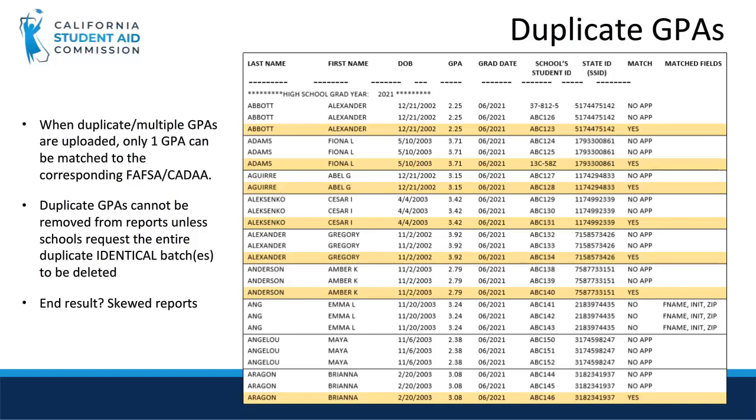Since only one GPA can be matched to a financial aid application, this makes reports very messy and difficult to determine which students have matched or unmatched GPAs. We have added breaks and highlighted matched GPAs to make it easy to see, but your reports will not be this clean. Duplicate GPAs cannot be removed from reports unless the school requests to have duplicate identical batches deleted.